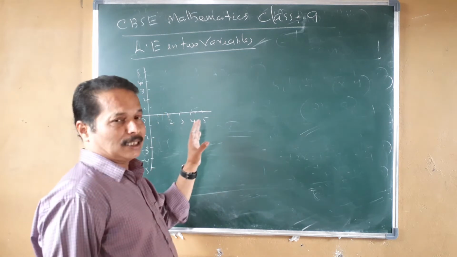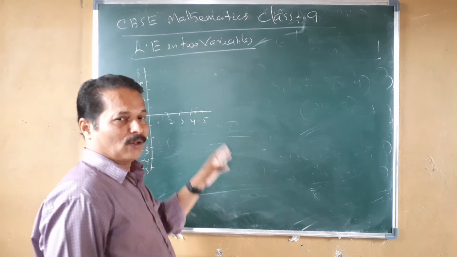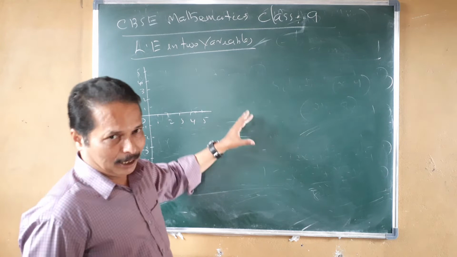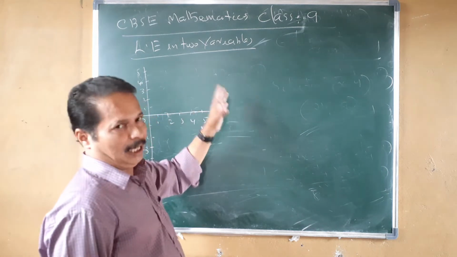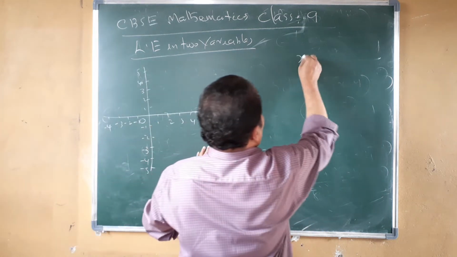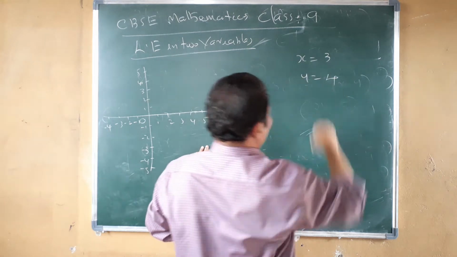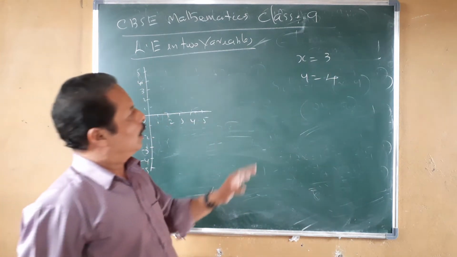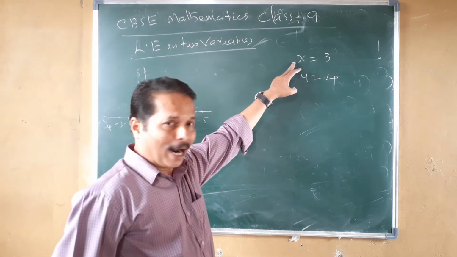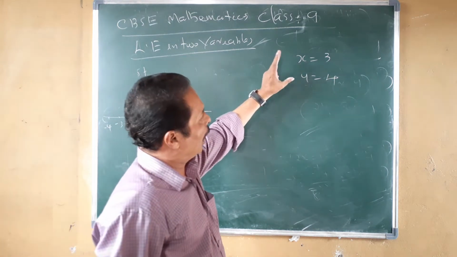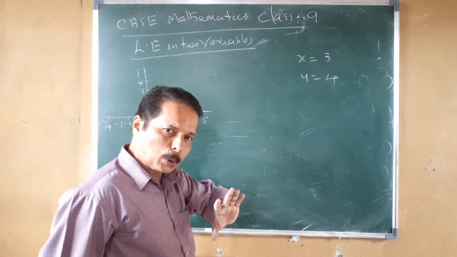In the previous classes, you found the solutions of the linear equation in two variables. Now look at here. Now x is equal to 3 and y is equal to 4. Actually, this is a linear equation in one variable. Now how can we draw the graph of x is equal to 3?